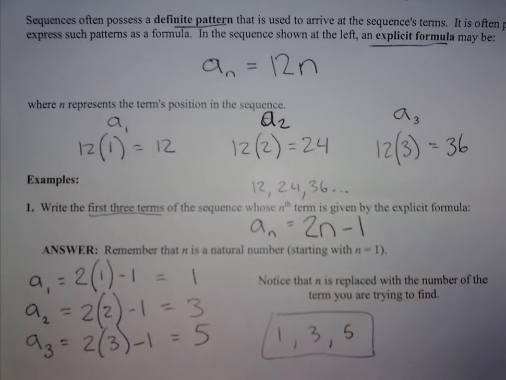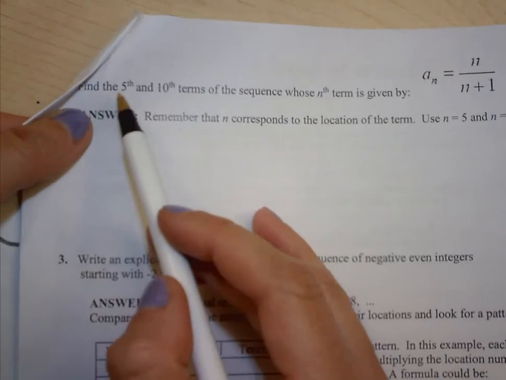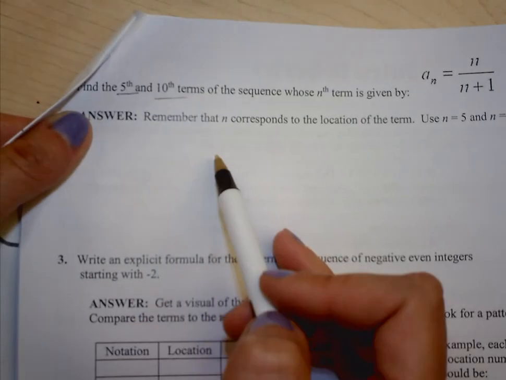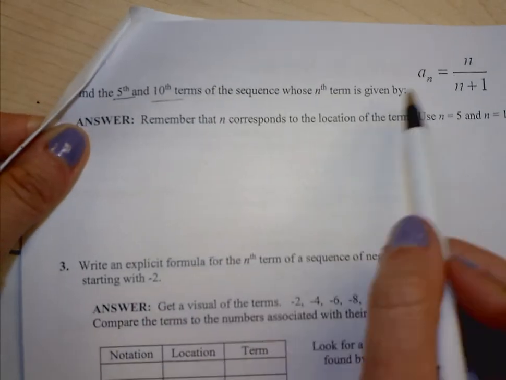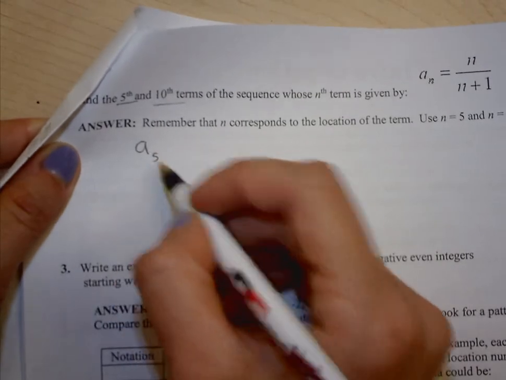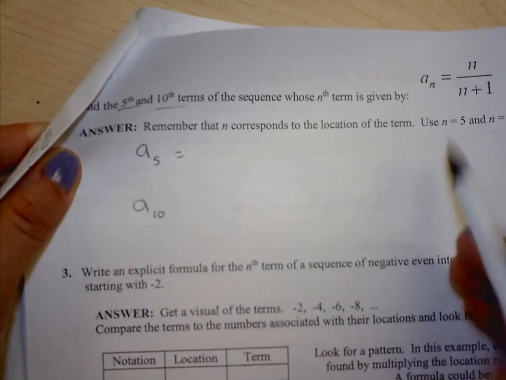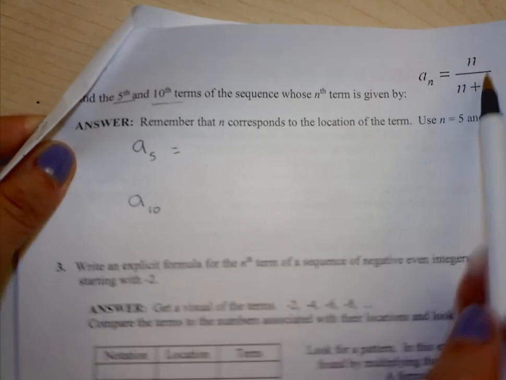Okay, let's turn the page over. So this second example says find the 5th and the 10th terms. So if I want the 5th and the 10th, that means I want a5 and a10. So that means I'm plugging in 5 for n, and I'm plugging in 10 for n.